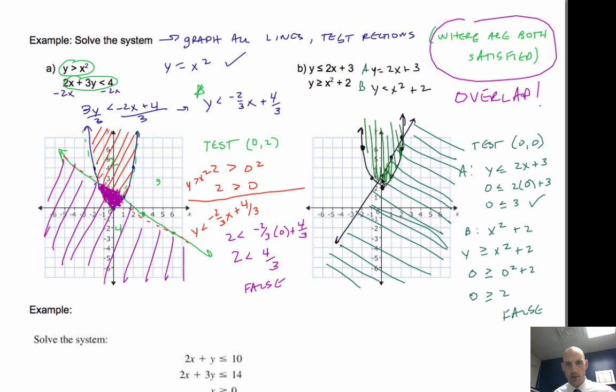So where's my overlap? Again, it's this sliver piece. It's not always going to be the sliver piece, but in this case, it's the sliver piece. Right there is the overlap. Okay, that's all there is to it.